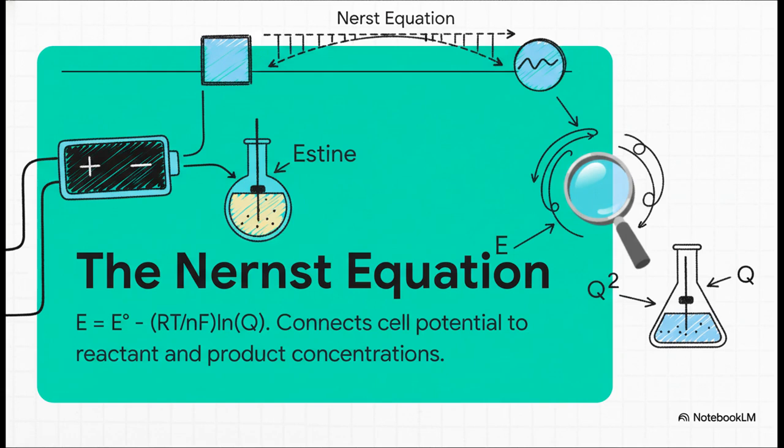And the tool that lets us do it is called the Nernst equation. This equation is like a magic translator. It connects the perfect standard conditions voltage that you'd find in a textbook to the actual real-world voltage you just measured. It does this by factoring in the concentrations of your reactants and products.